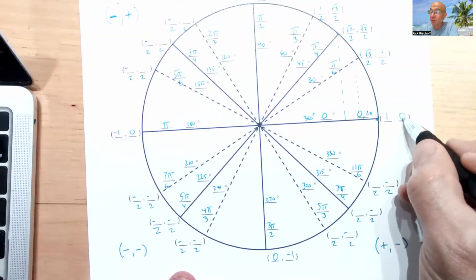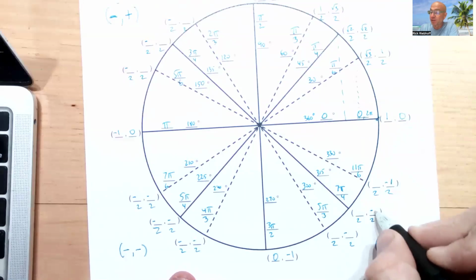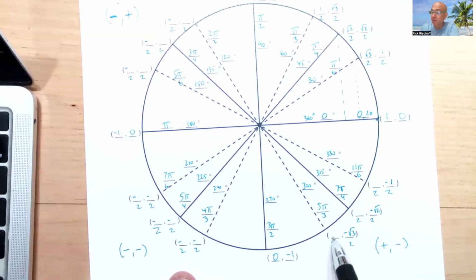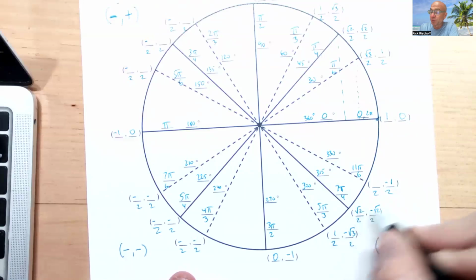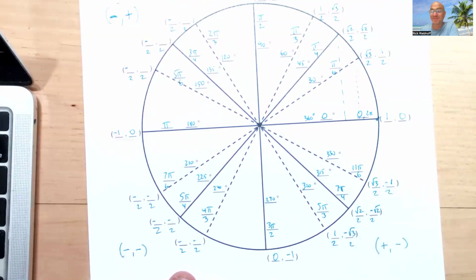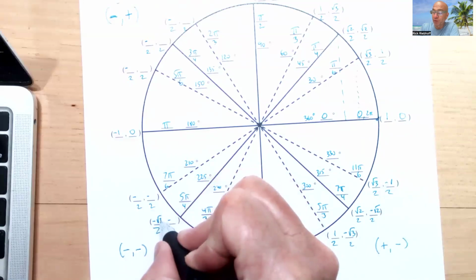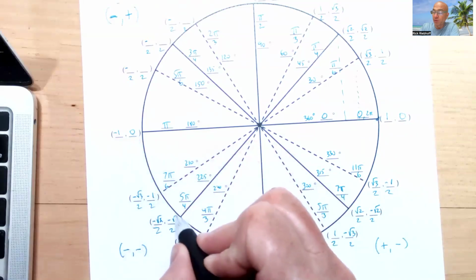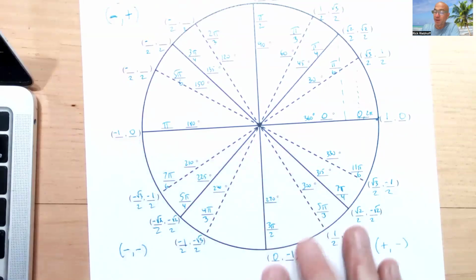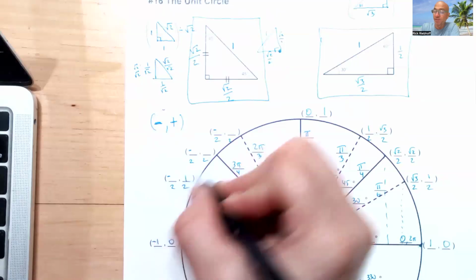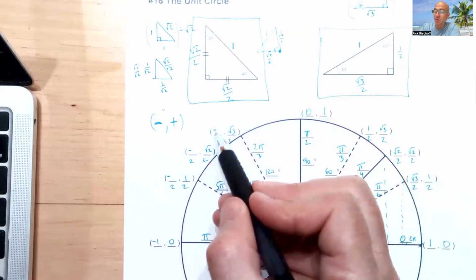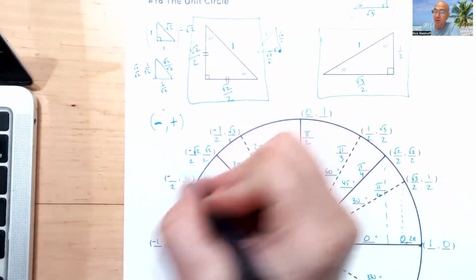Start here, 0. What's next? 1. What's next? Root 2. What's next? Root 3. Here's a 0. What's next? 1. Root 2. Root 3. Nice, right? 0. 1. Root 2. Root 3. 0. 1. Root 2. Root 3. How about up here? 0. 1. Root 2. Root 3. 0. 1. Root 2. Root 3.